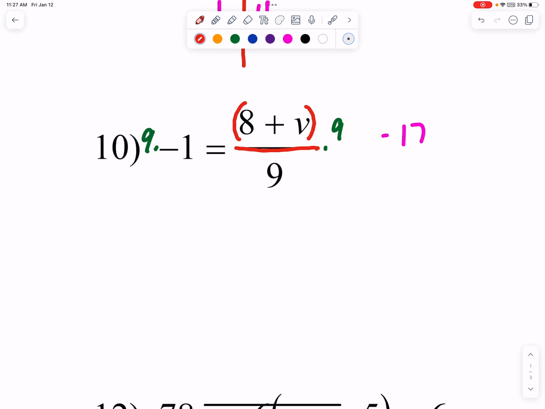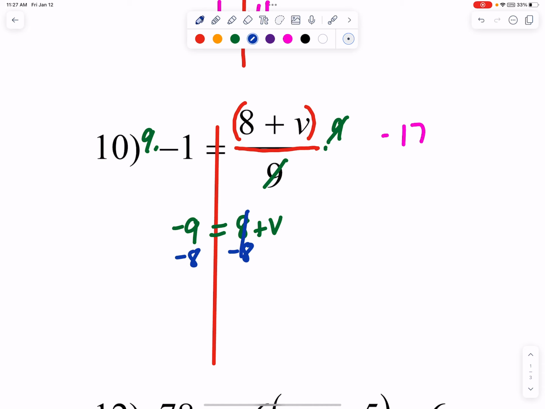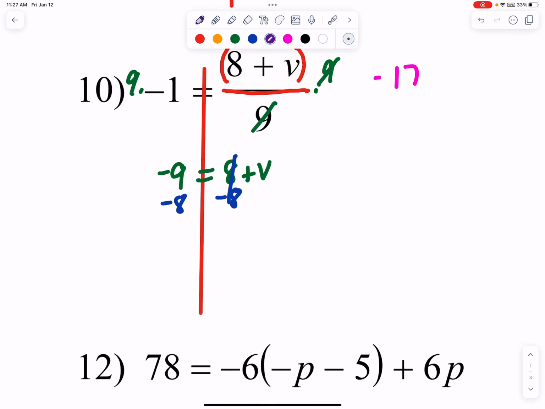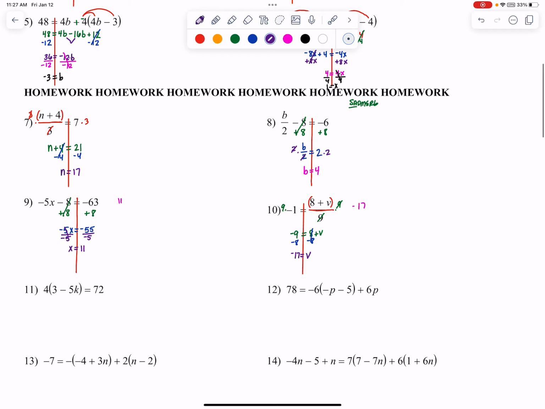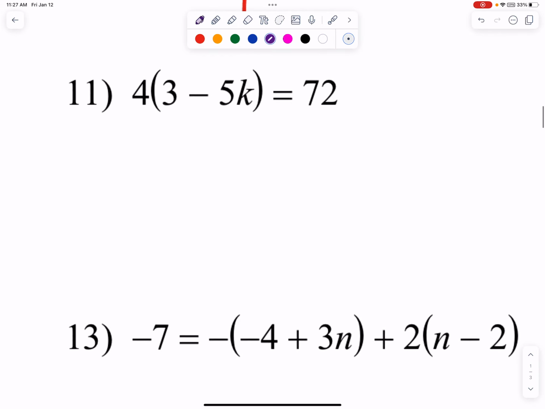I'm going to separate my workspace. Whoosh. Nice and straight there. Okay, perfect. All right, so this is all gone. What are we left with? Well, our parentheses are gone, and we're left with 9 times negative 1, which is negative 9. We can go ahead and isolate the variable by subtracting 8 to both sides. And what are we left with? We're left with a negative 17 equals v, and we are correct. Okay. All right, on to number 11.